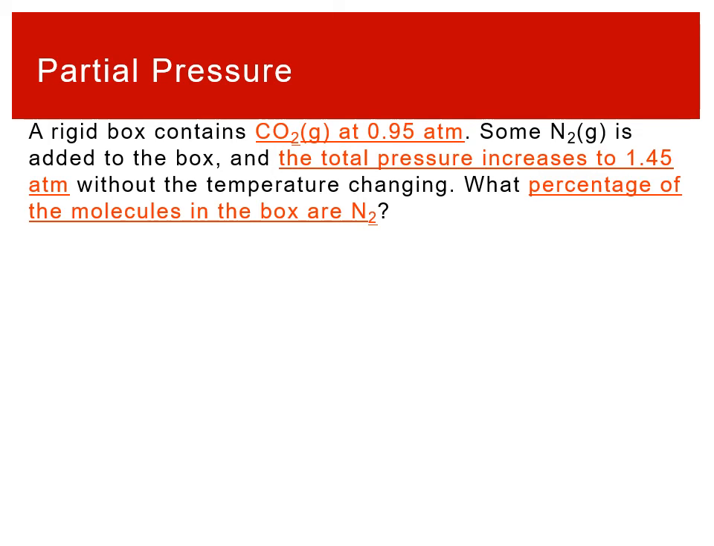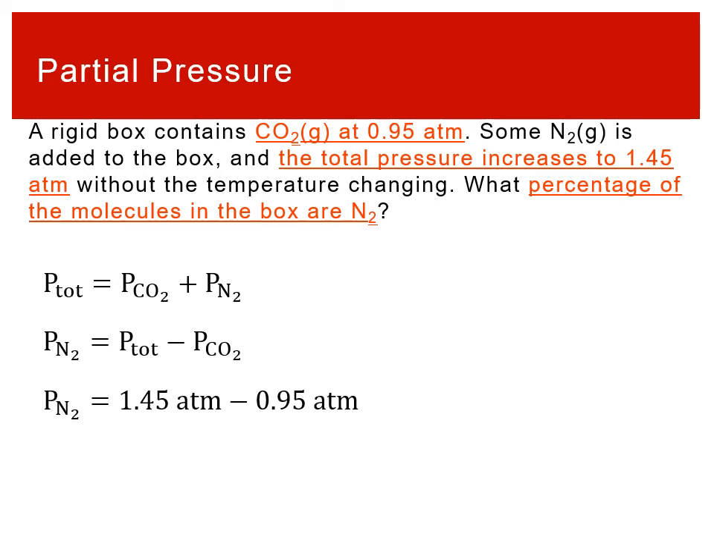Let's actually go ahead and solve this then. So we start with Dalton's law. For the total pressure, we only have two gases in here, CO2 and N2, so we just add up those two terms. Don't need more terms for gases we don't have. We can rearrange, subtract out the CO2 to isolate the N2, which we're interested in. So then just plug in: total pressure was 1.45, the CO2 pressure was 0.95. We can evaluate that to get that the pressure of the N2 is 0.50 atmospheres. So that's great. That tells us the partial pressure of the N2, which is directly related to the percentage of molecules, but we're not quite there yet.